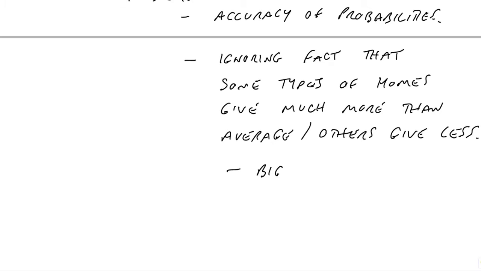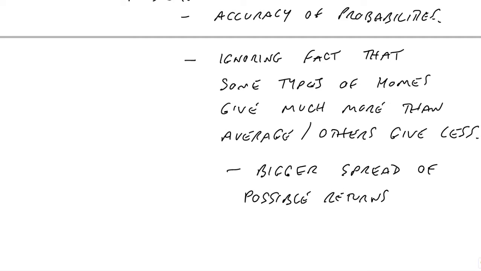The bigger the spread of the possible returns, some give a lot more than average, some give a lot less than average, the more the risk. So that's what he's really getting at.